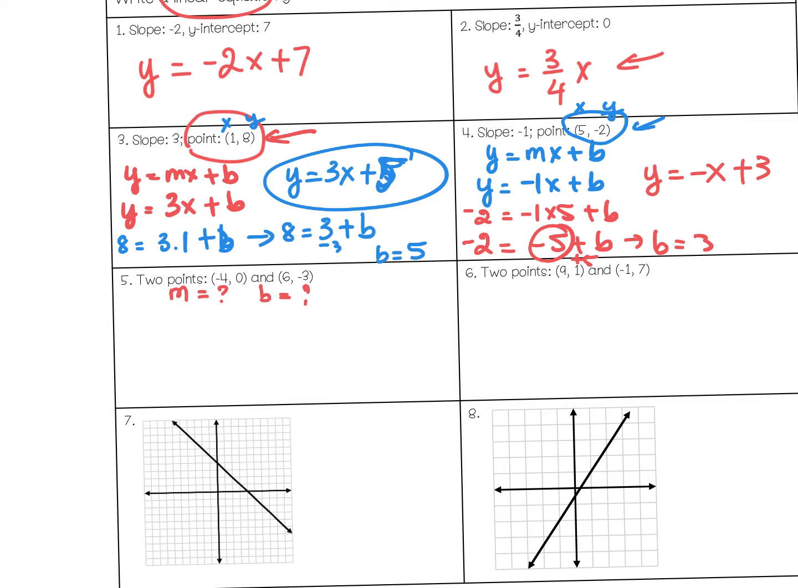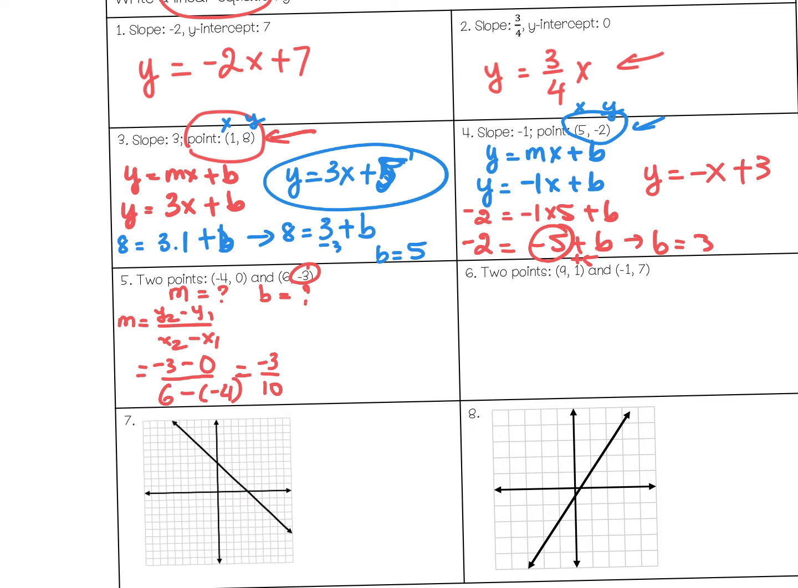How to find slope? y2 minus y1 over x2 minus x1. y2 is -3, y1 is 0, x2 is 6, minus -4. Okay, you can put the whole thing in the calculator, right? -3 over 10. Now I know my slope, right?